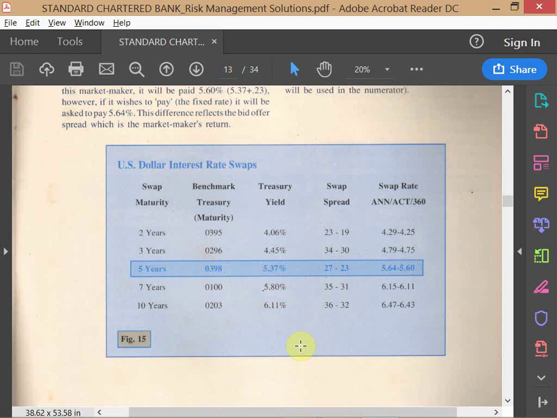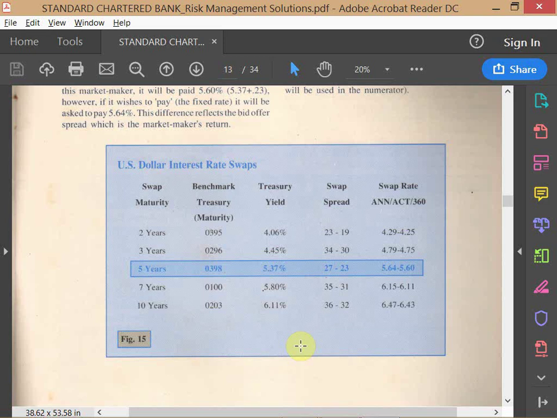You see this pricing? Check this pricing here on page 13, figure 15 on page 13 of that book. Swap spread. This is how you get the swap rate. You take the treasury yield. If you want to know the 5-year swap rate, you look at the swap spread and you add the swap spread to the treasury yield, and that's how you get the swap rate. No great mystery here, because you have already seen this in the case of corporate debt pricing.